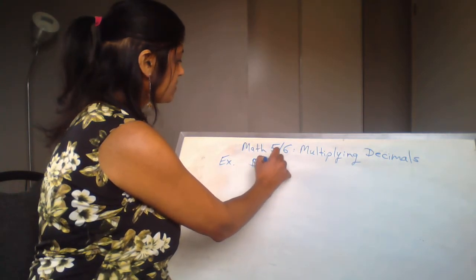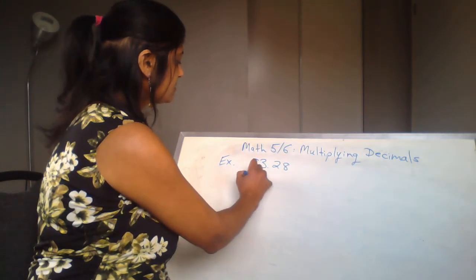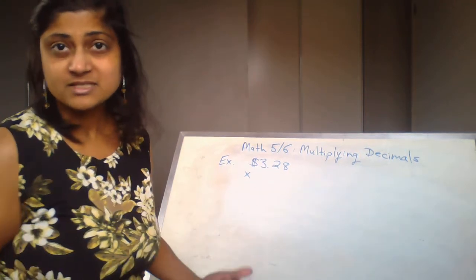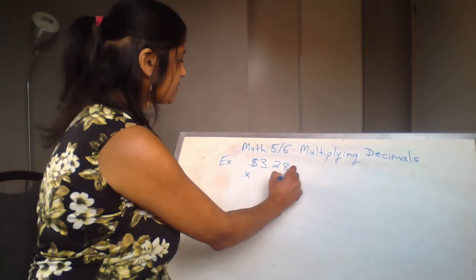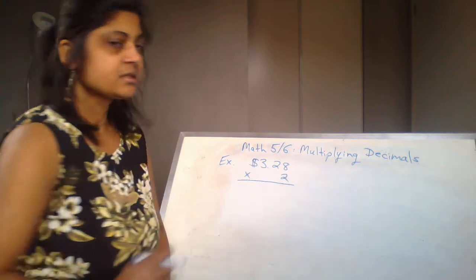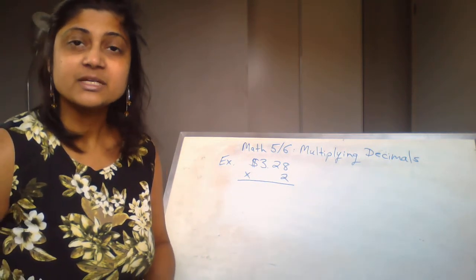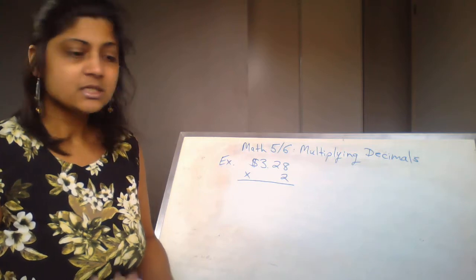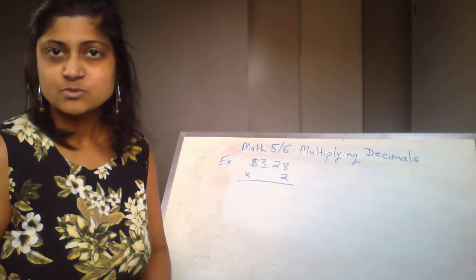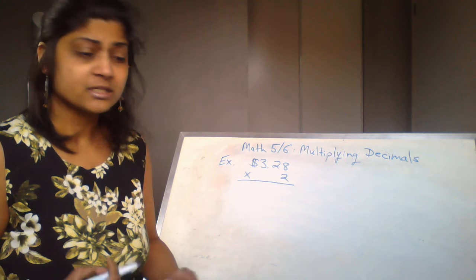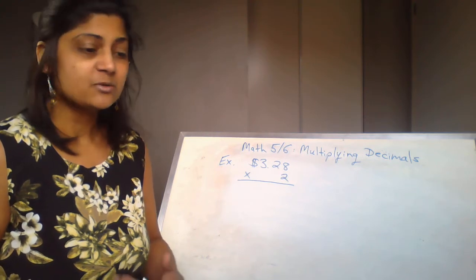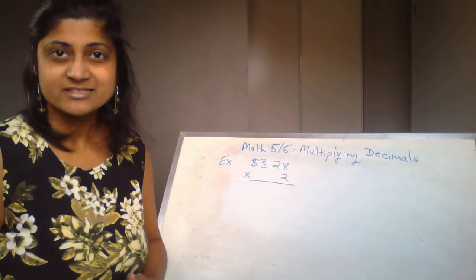So this is $3.28. I'm going to multiply this by 2, so we'll do something really simple here. What is really important is that you know where to place the decimal in your final answer, okay? When you're doing questions with decimals, we're just regularly doing the multiplication here, and we're going to add the decimal at the very end, all right?